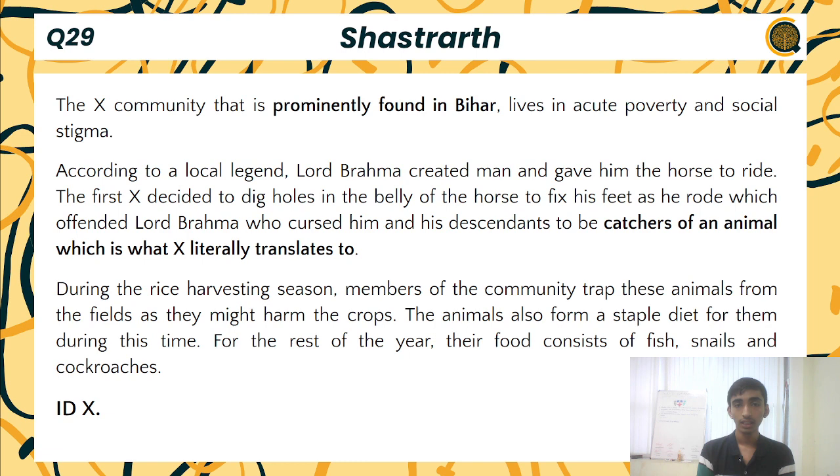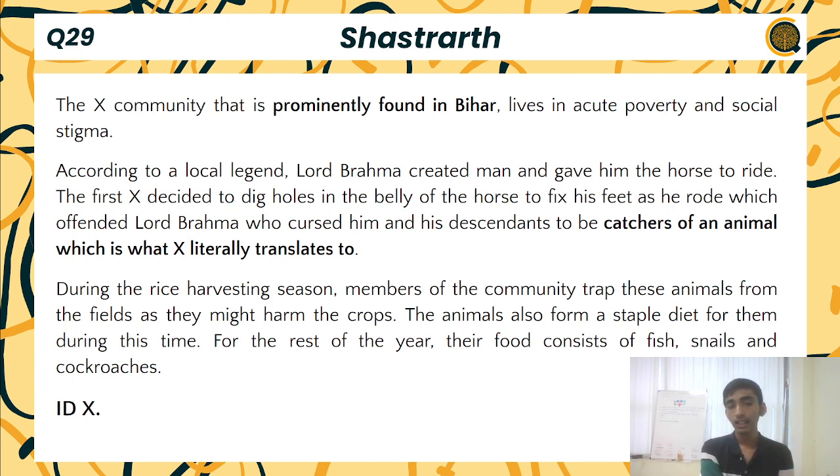The X community that is prominently found in Bihar lives in acute poverty and social stigma. According to a local legend, Lord Brahma created man and gave him the horse to ride. So, the first X decided to dig holes in the belly of the horse to fix his feet as he rode, which offended Lord Brahma, who cursed him and his descendants to be catchers of an animal, which is what X literally translates to. X translates to catchers of some animal, right?